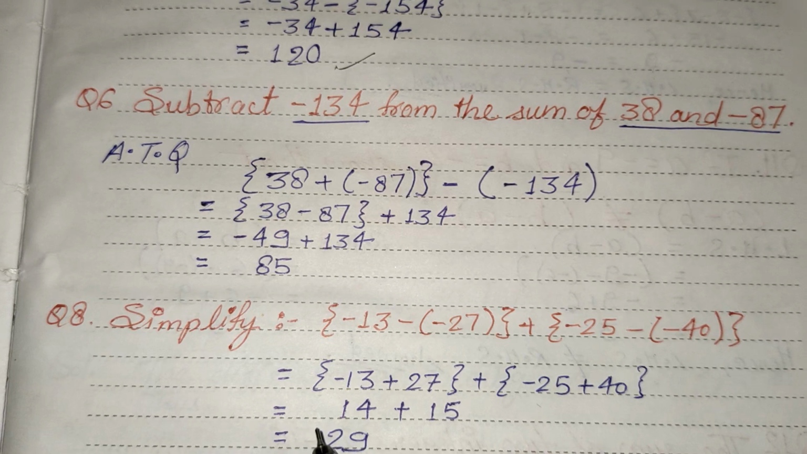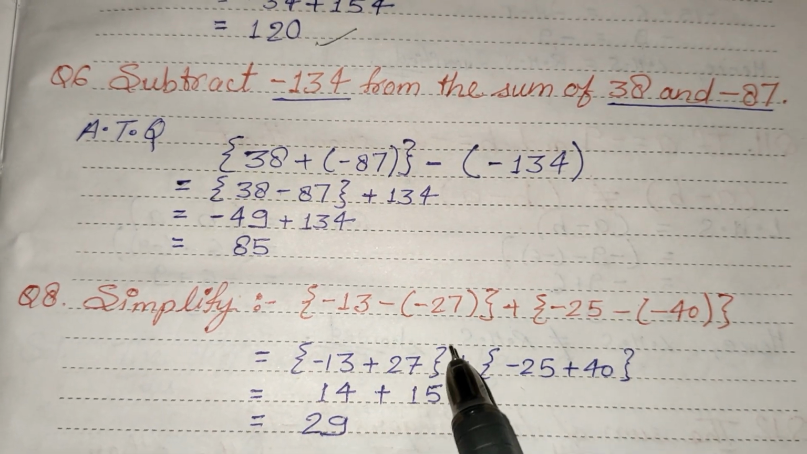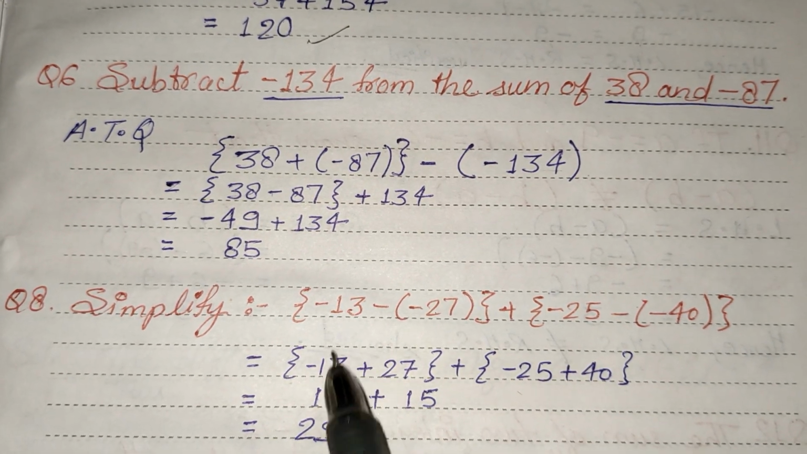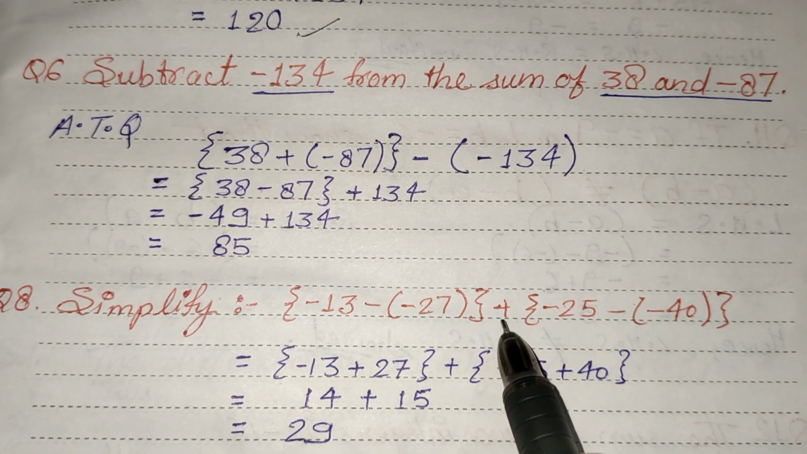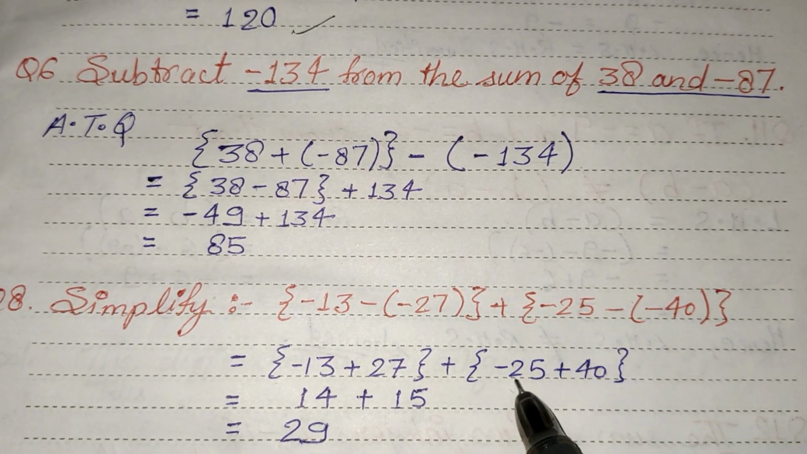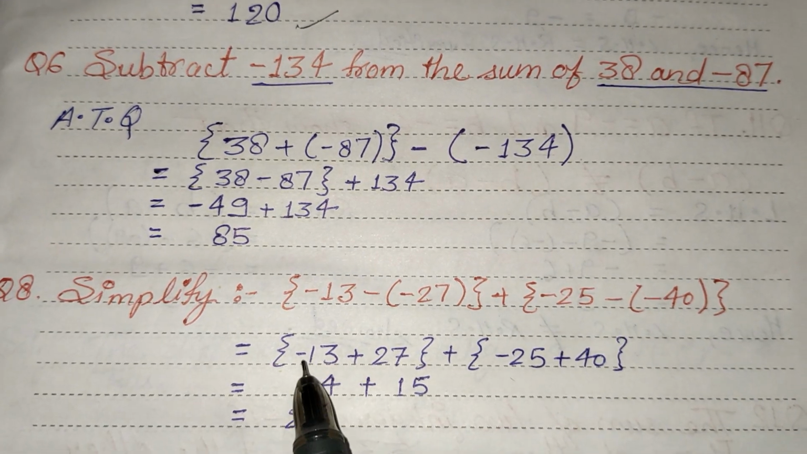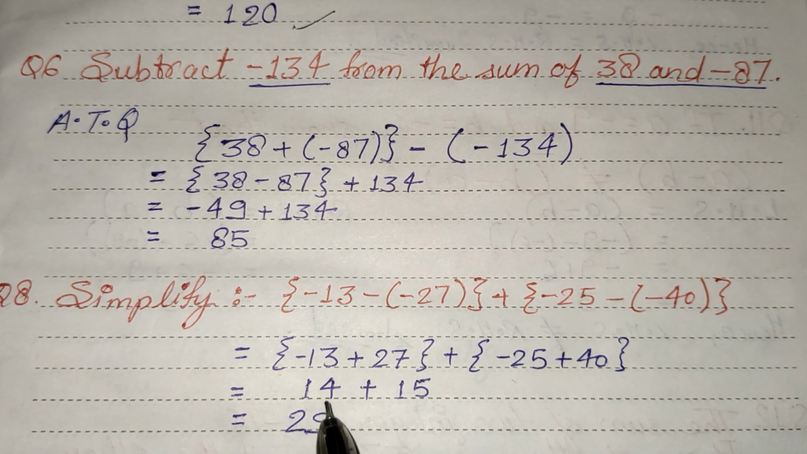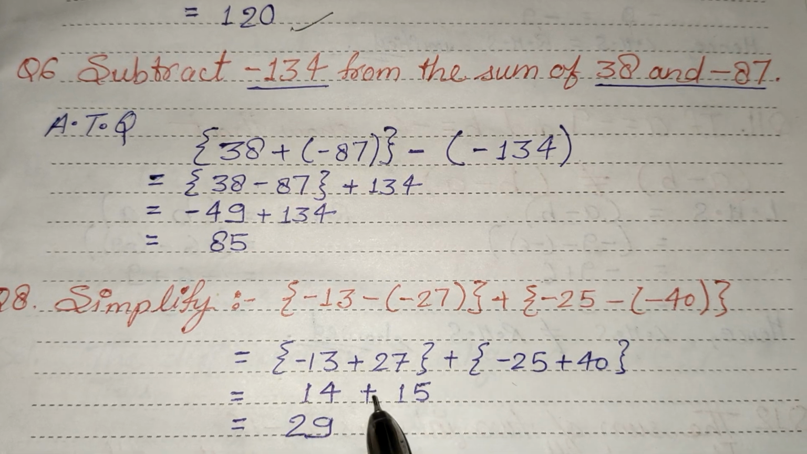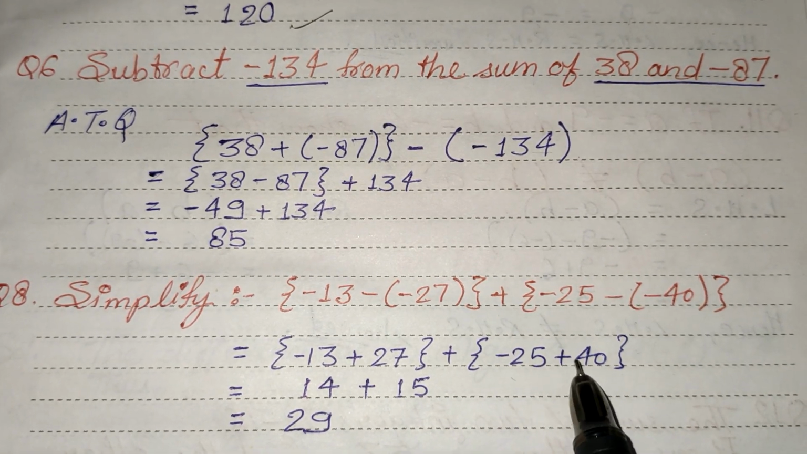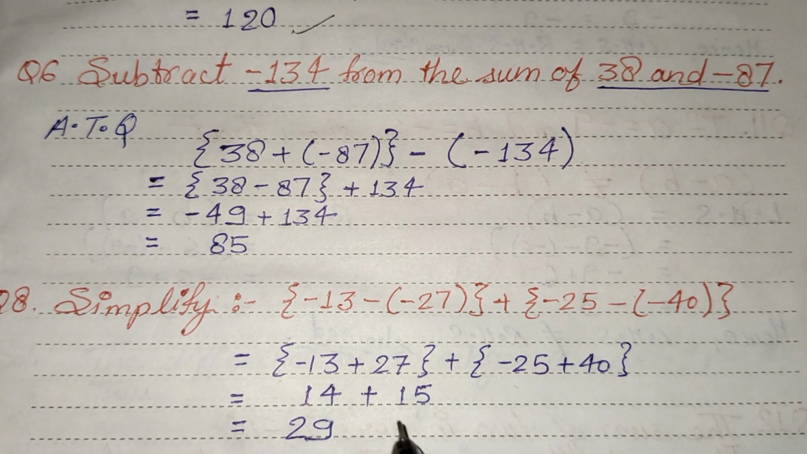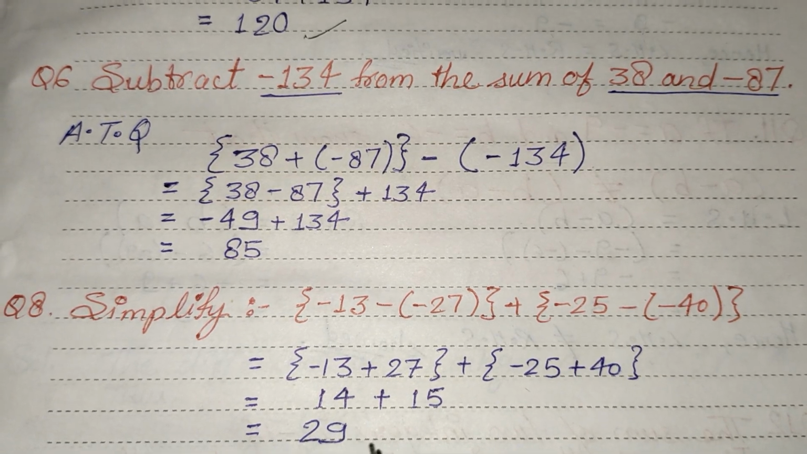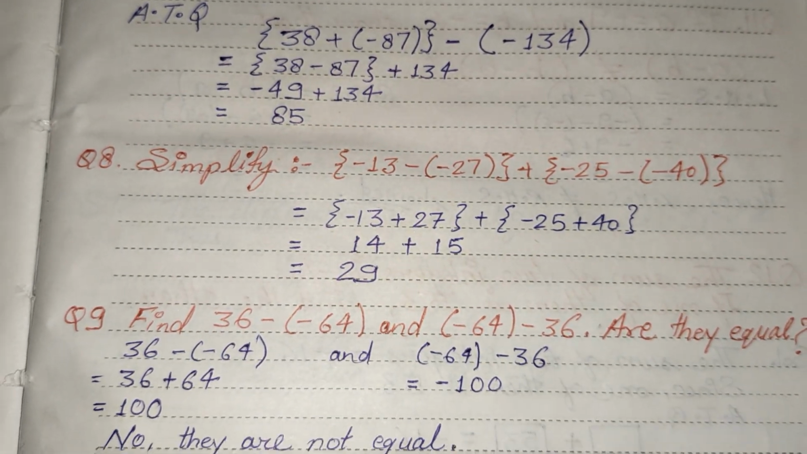Now question number 8. Simplify. So let's simplify. First you have to solve this small bracket. Now here minus 13 minus minus plus 27 plus curly bracket minus 25 minus minus plus. Now minus plus, you have to do minus. So minus it from 27, you will get plus 14. Now minus plus, you have to do minus. Now minus it from 40, you get 15. Now add it, 14 plus 15, you get 29. Now moving on, next question number 9.